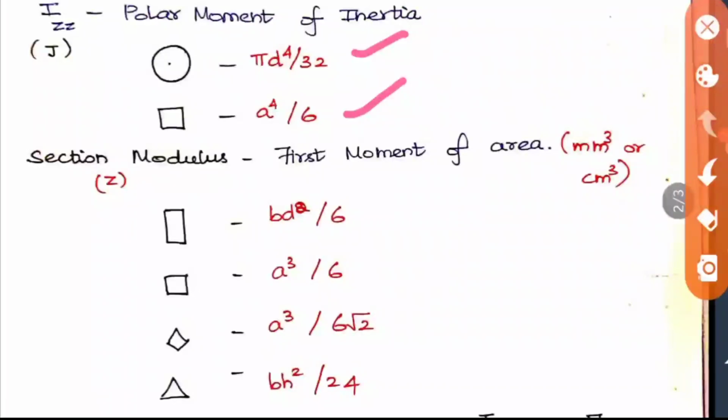For circle it is pi d power 4 by 32, and for square it is a power 4 by 6. If it is a hollow circular section, you can write it as pi by 32 times capital D power 4 minus small d power 4.